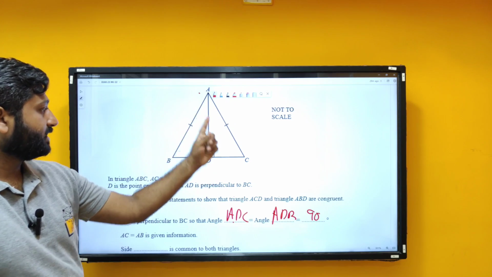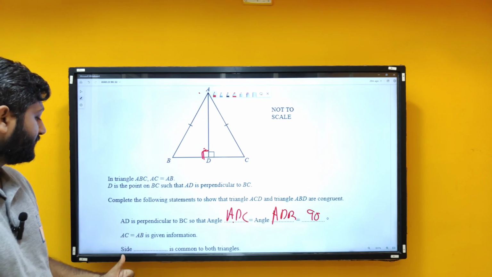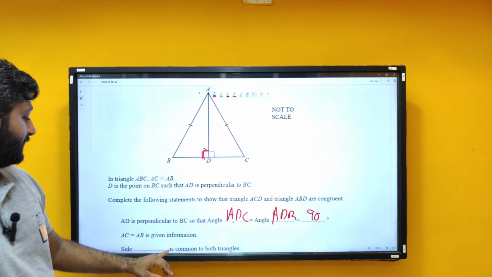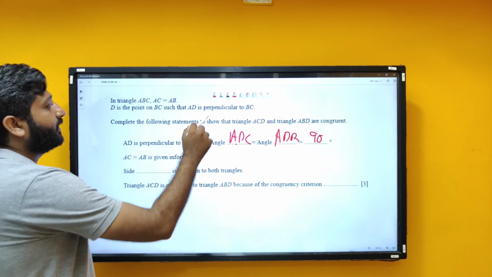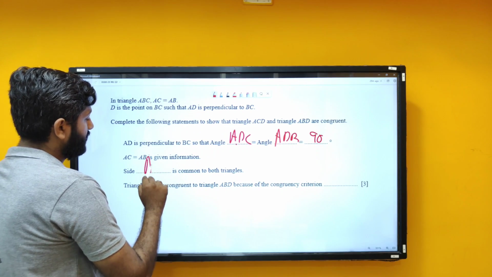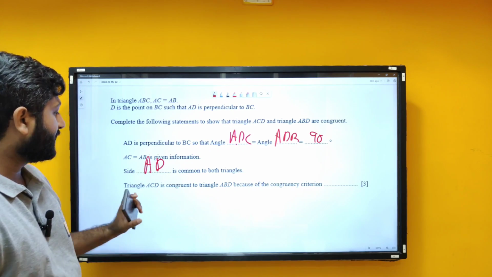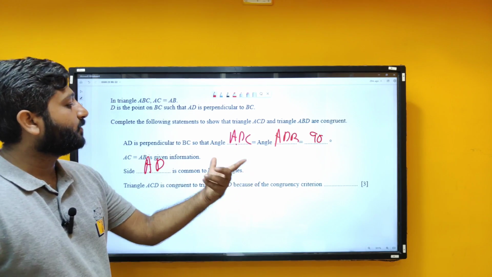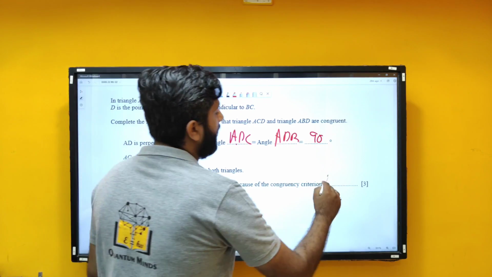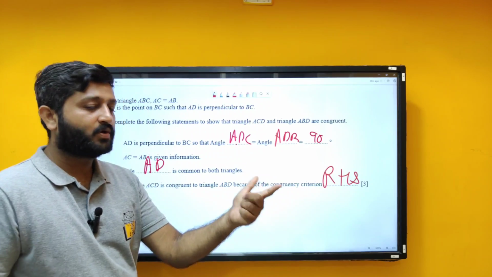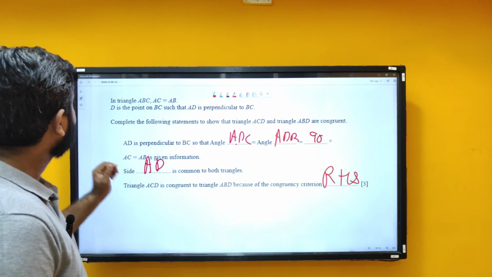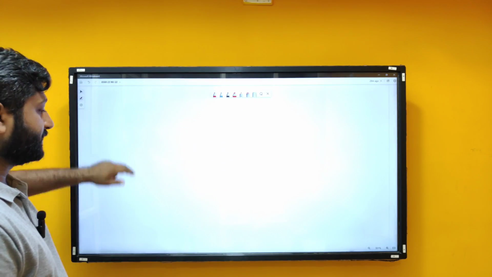AC is equal to AB is the given information. Side AD is common to both the triangles. The triangles ACD is congruent to ABD because of the RHS criteria, because we had one right angle, one hypotenuse and one side as equal. So the criteria followed is RHS criteria.